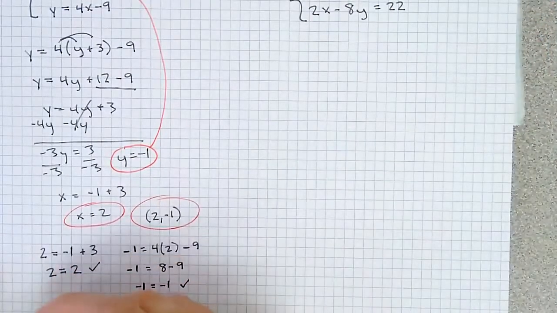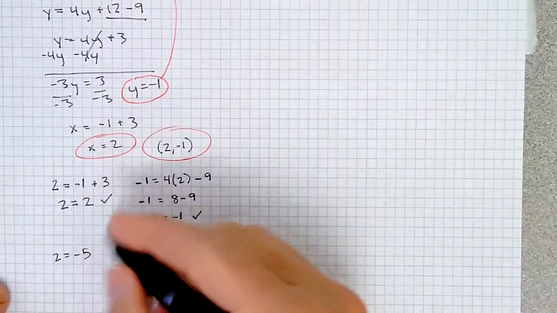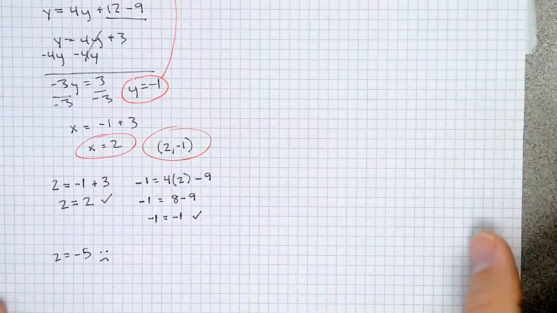If you got something that said like 2 equals negative 5, obviously 2 does not equal negative 5. So that would mean we screwed something up.